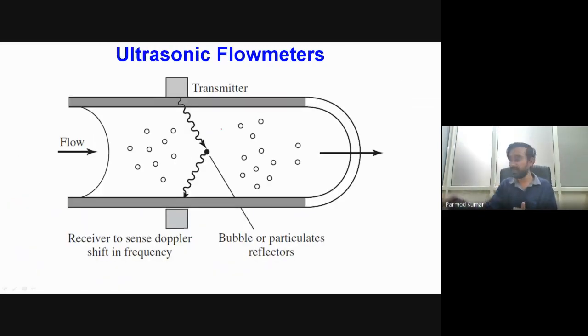Then we have another particular type of flow measurement device, known as the ultrasonic flow meter. It is based on the principle of Doppler's effect. Here we generally consider a transmitter and a receiver unit. Both the transmitter and receiver units are made up of piezoelectric materials.